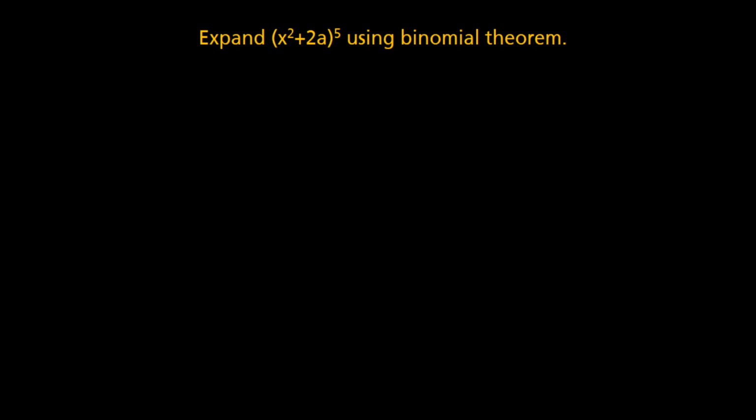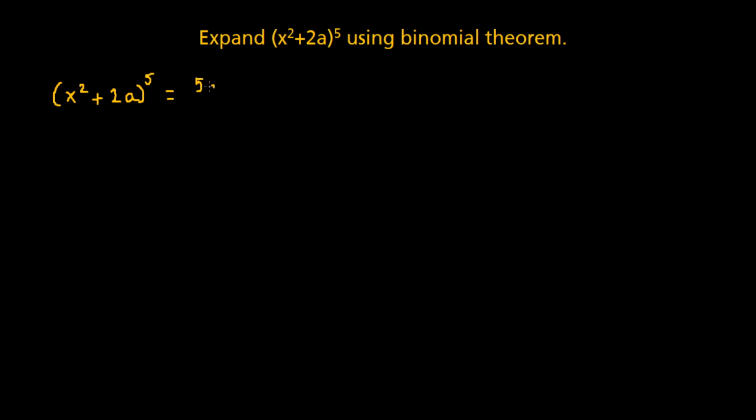This is the first question. Here we need to expand the binomial expression x squared plus 2a, which is raised to the power of 5, using the binomial theorem. So, let us begin. So we have x squared plus twice of a raised to the power of 5. So we'll use the binomial theorem.